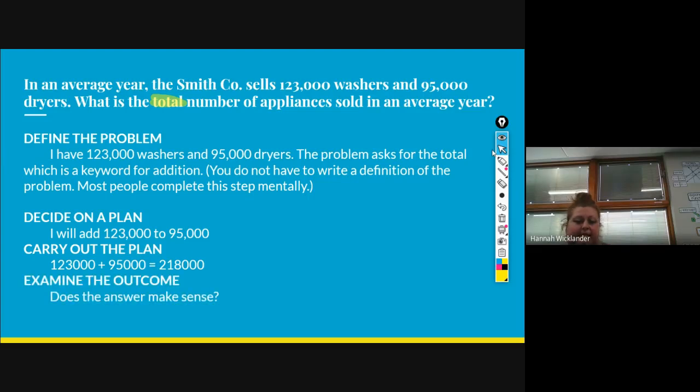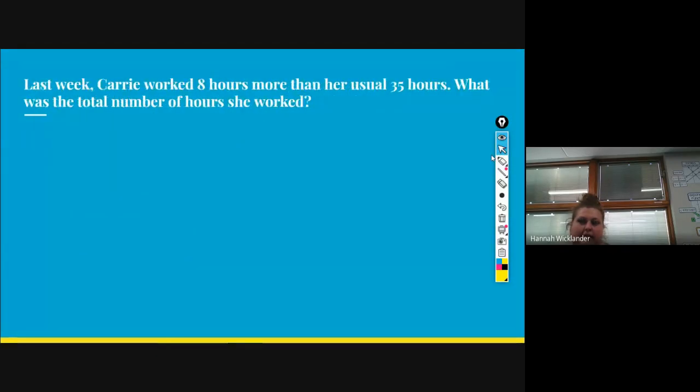And step 4, examine the outcome. Does the answer make sense? Well, I know that the answer needs to be bigger than 123,000 because I added, and it is bigger than 123,000. But say my question wanted me to subtract, then if my answer was bigger, I know I did something wrong. Does that kind of make sense? Okay, moving on to the next question.